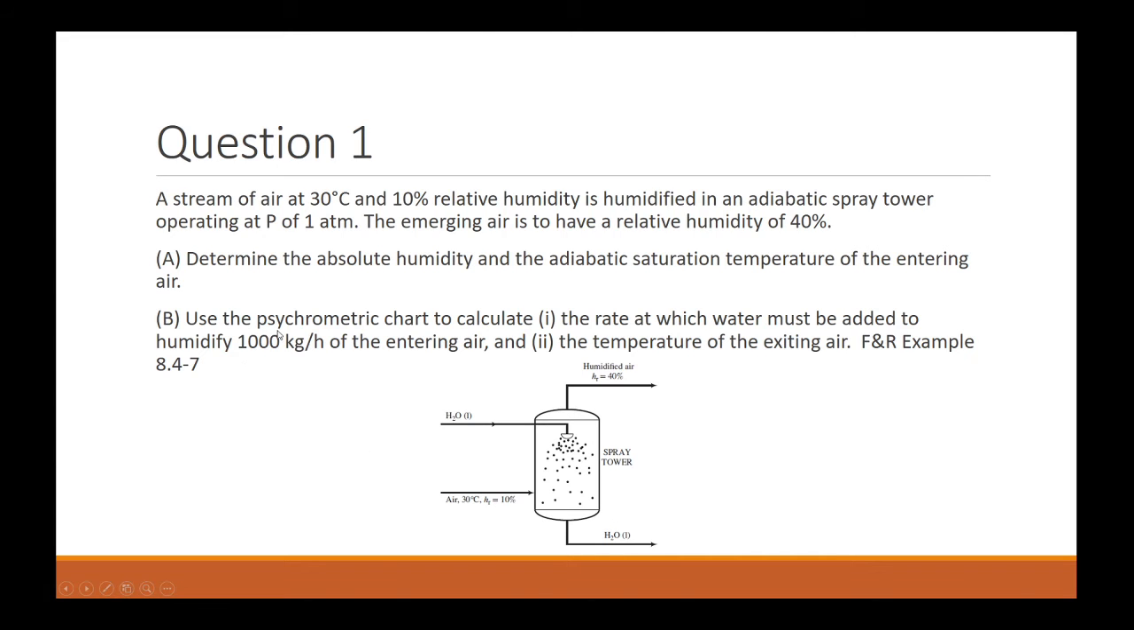And B. Use the psychrometric chart to calculate part 1, the rate at which water must be added here to humidify 1000 kilo per hour of entering air, and 2, the temperature of the exiting air here.